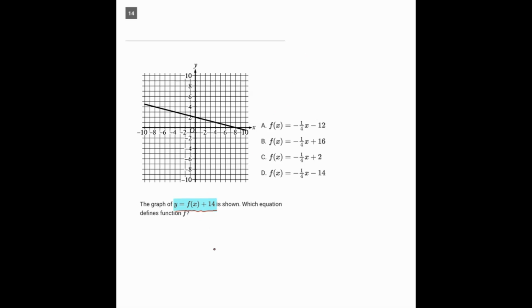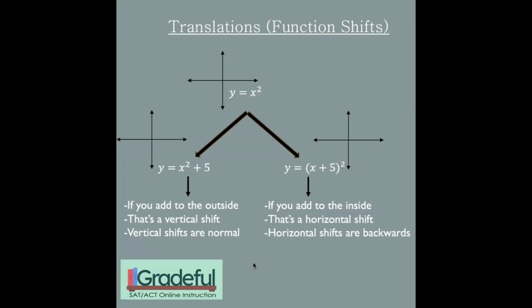But remember, when we're talking about function shifts, otherwise known as translations, you have two main things that can happen. Let's say you have a parabola right in the middle. If you add to the outside of that, it's a vertical shift. Vertical shifts are normal. So if I put a number on the outside, +5, that means I'm shifting vertically, and positive is up and negative is down, just like normal. So this would be up 5. Instead of having its vertex at 0, 0, it would have it at 0, 5.